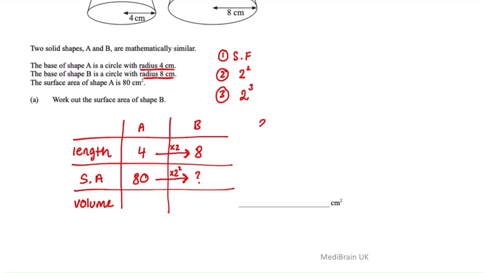Okay, so we would do 80 multiplied by 2 squared. So it's going to be 80 multiplied by 4, and that's 320 centimeters squared. Okay, so the answer to this is just 320 centimeters squared.